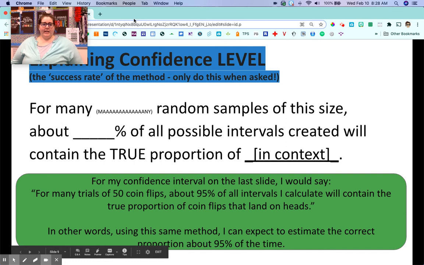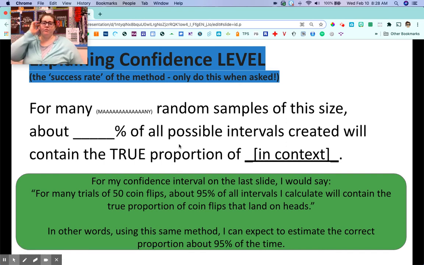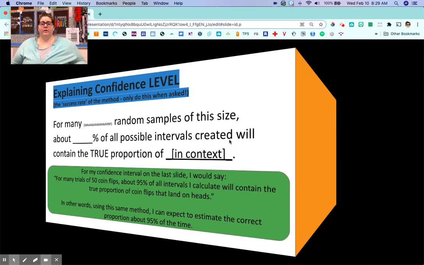I demonstrated this when we did this in class. I had everyone put their confidence intervals on a graph. What we hopefully saw was that most people's confidence intervals for the coin flips included 0.5, but not all of them. So what we saw there was that using that sampling method and calculating intervals, most of the time, about 95% of the time, we got the correct answer, but sometimes we didn't. That's what that confidence level is referring to.